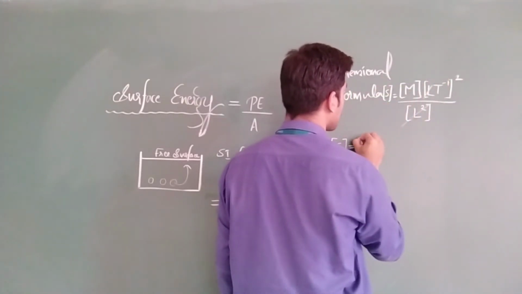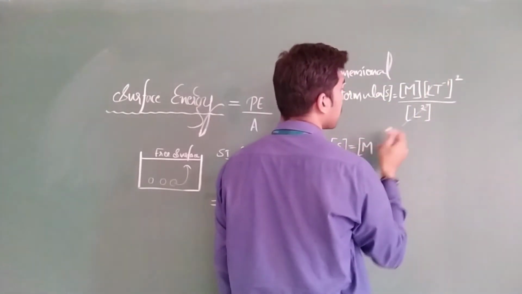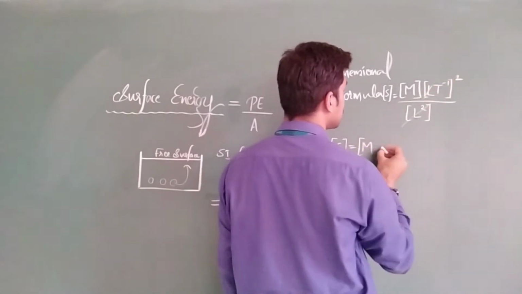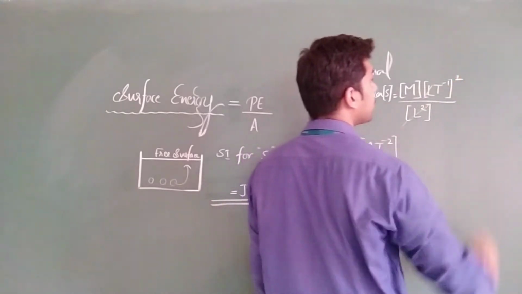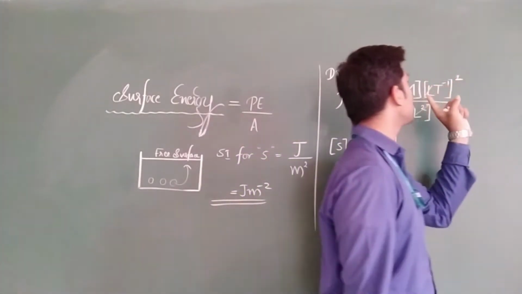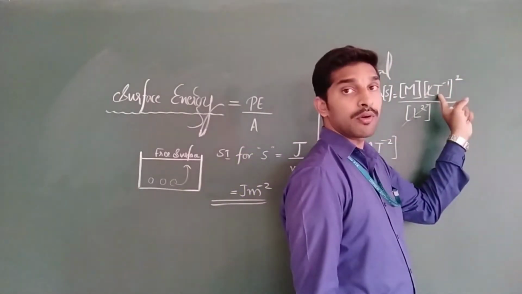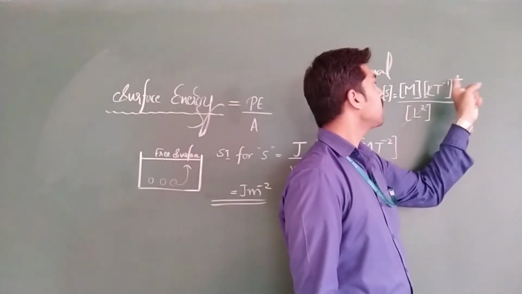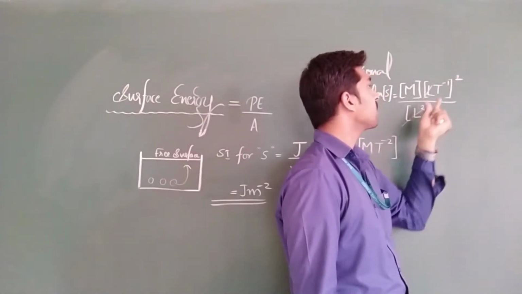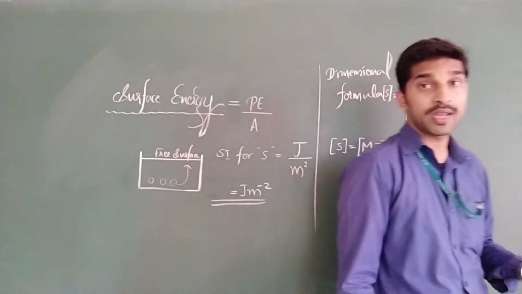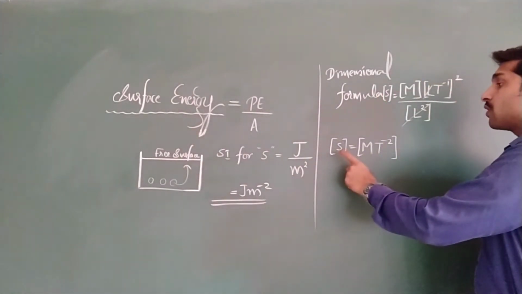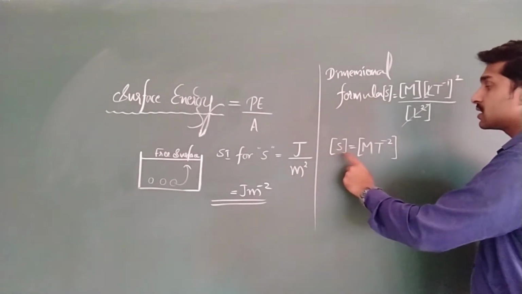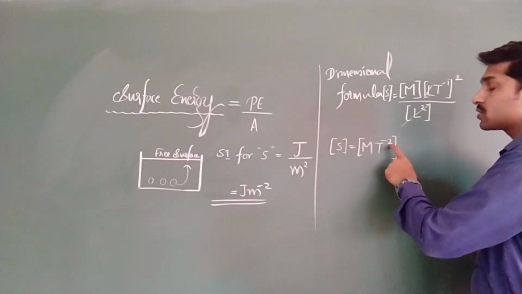So what does it mean? The M L term vanished, t power minus 2, minus 1 whole power 2 it is. The 2 is for both L as well as t power minus 1. But the L square got cancelled here, and t power minus 1 whole power square is remaining. Clear? So the dimensional formula for surface energy S is M t power minus 2.